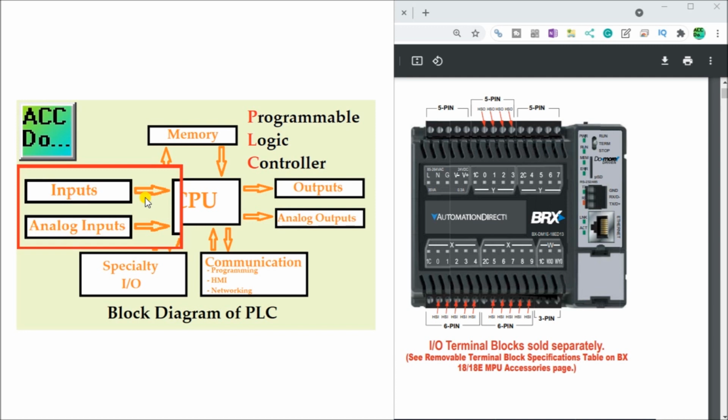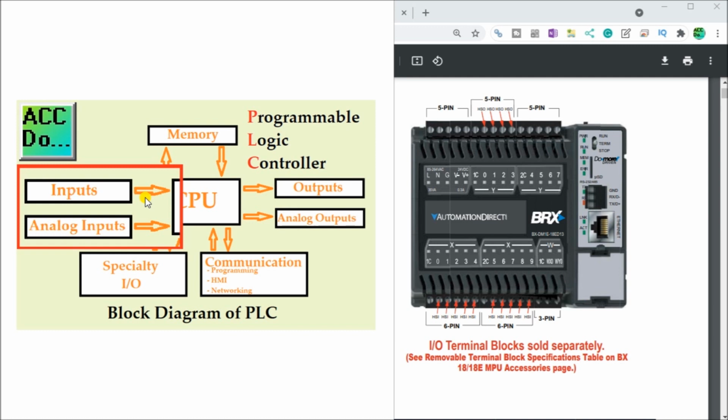These discrete and analog PLC inputs are the usual method for specifying the PLC itself. Specifying the physical number of digital or discrete inputs and outputs, or analog outputs, or analog inputs, helps to determine the size of the PLC or the ability of the PLC. Discrete or digital inputs refer to the on-off type of input, and they only have two states. That's either on or off.